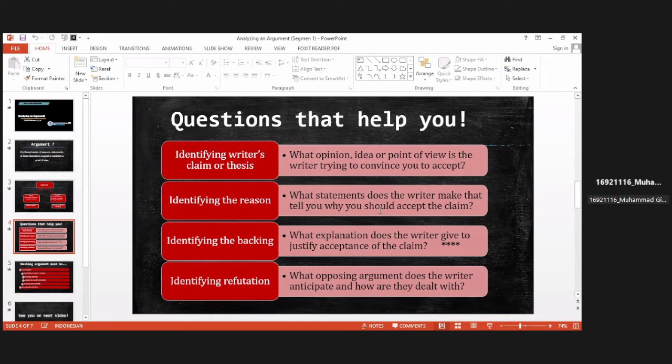Oke, Miss. Tapi berarti itu lebih ke urgensinya apa gitu ya? Jadi kira-kira kenapa si authornya bikin klaim itu? Jadi berdasarkan urgensi apa klaim itu muncul? Betul, exactly. Yes, due to the urgency. Jadi kenapanya dia bikin opinion seperti itu?